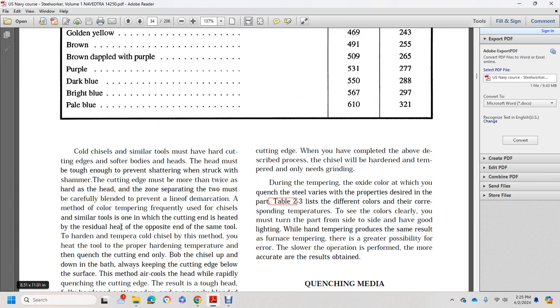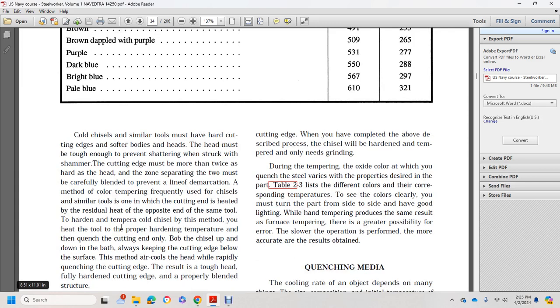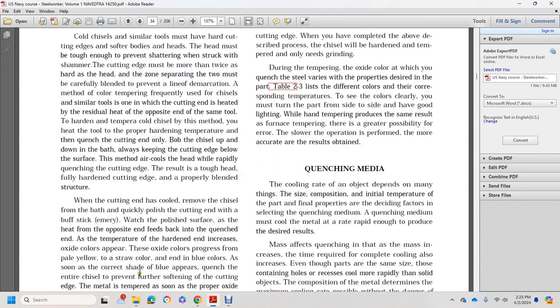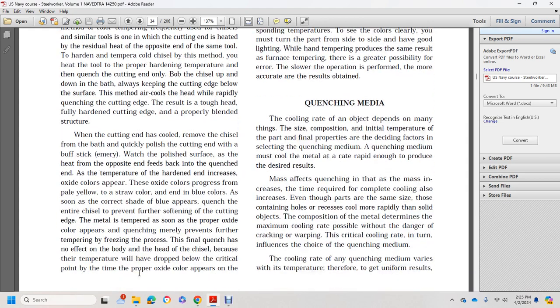To harden and temper cold chisels by this method, you heat the tool to the proper hardening temperature and quench the cutting end only, moving the chisel up and down in the bath to keep the cutting edge below the surface. Shift the method to air cool while heating, then rapidly quench the cutting edge. The result is a tough head with a fully hardened cutting edge that is properly blended structurally. When the cutting edge and head are cool, remove the chisel from the bath and quickly polish the cutting edge with a buff stick.